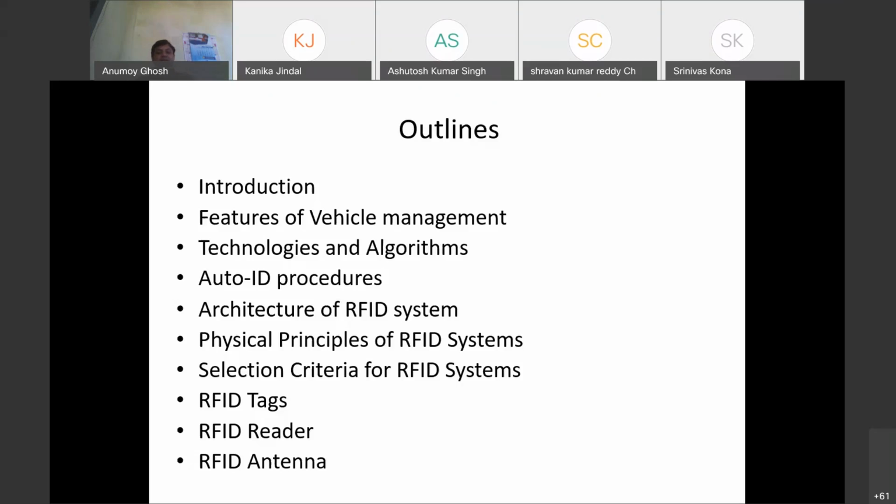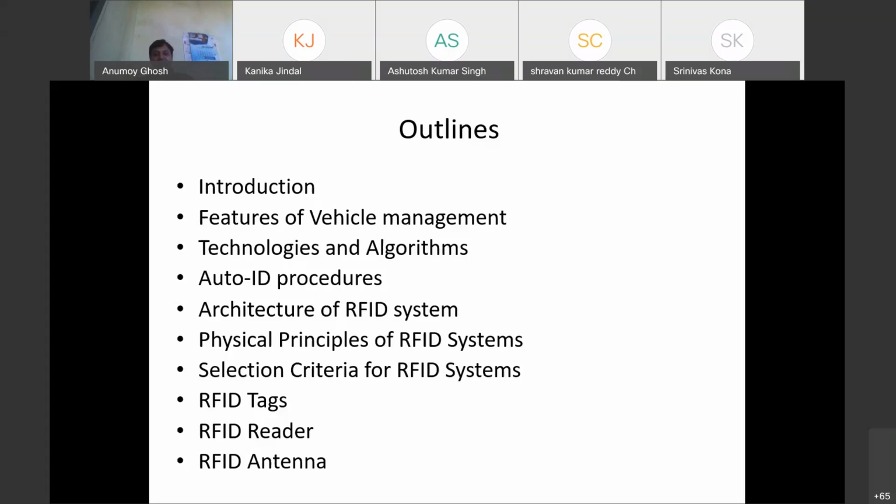Then the basic architecture of RFID system, its physical principles. That means we will deal with what should be the range of the RFID systems and all those things. Selection criteria for RFID systems, because if there is a one-to-one communication, then the RFID system should be something else. If there is one-to-many communication, then the RFID system should be something else. So that selection criteria we have to judge, and then accordingly we have to design the RFID system.